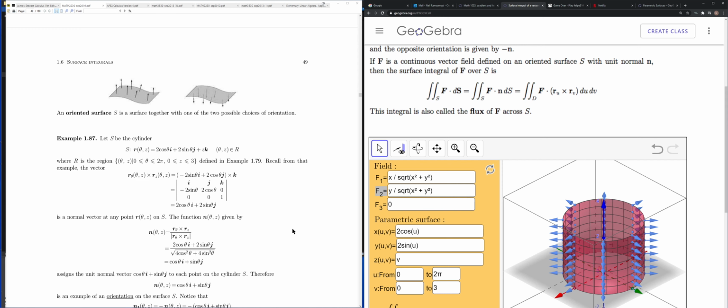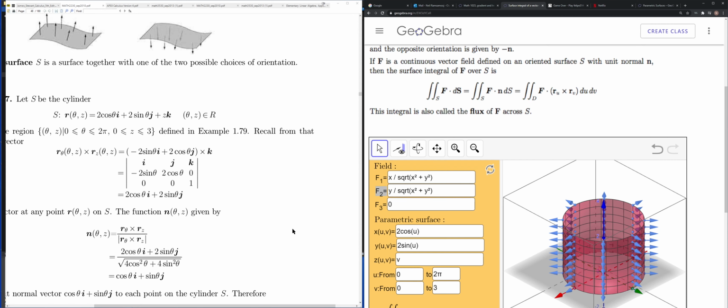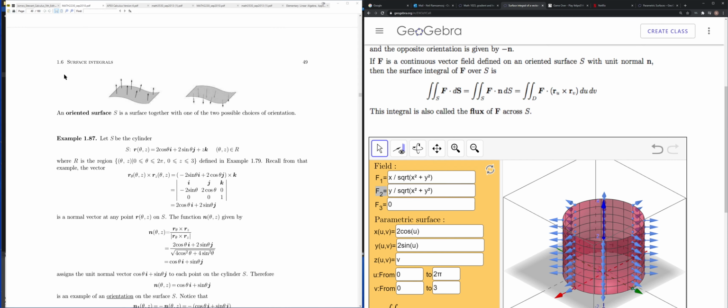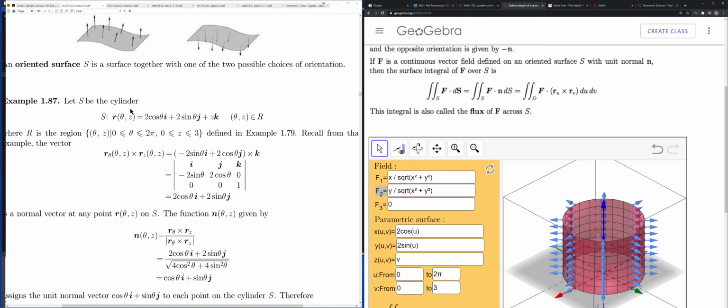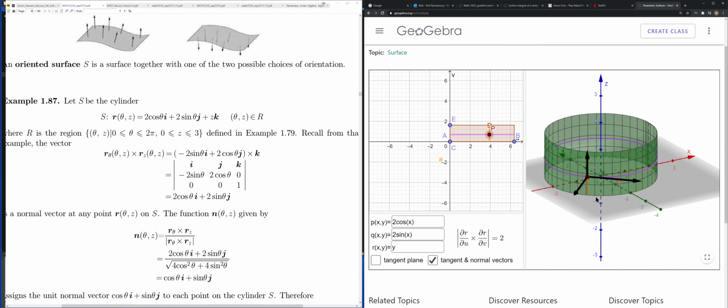So a reminder as to what the r theta and the rz are. The r theta is what you get by taking this r over here and differentiating each of the component functions with respect to theta. The rz is what you get by differentiating each of these component functions with respect to z, right? And what the r theta and the rz do for you is they give you tangent vectors along your surface S, right?